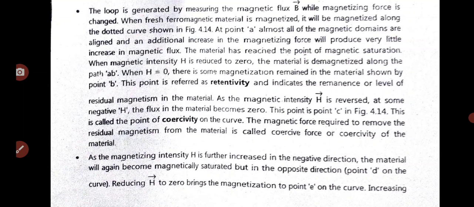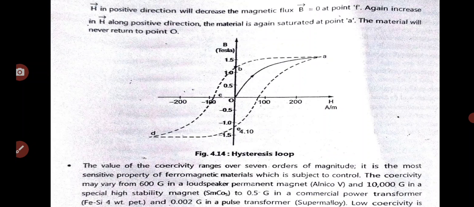When the magnetic intensity H is reduced to 0, the material is demagnetized along the path AB. So point A is the maximum magnetizing value, and if we remove the magnetic field, the hysteresis loop follows the path from A to B. When the magnetic intensity value is 0, the curve path goes from position A to position B.